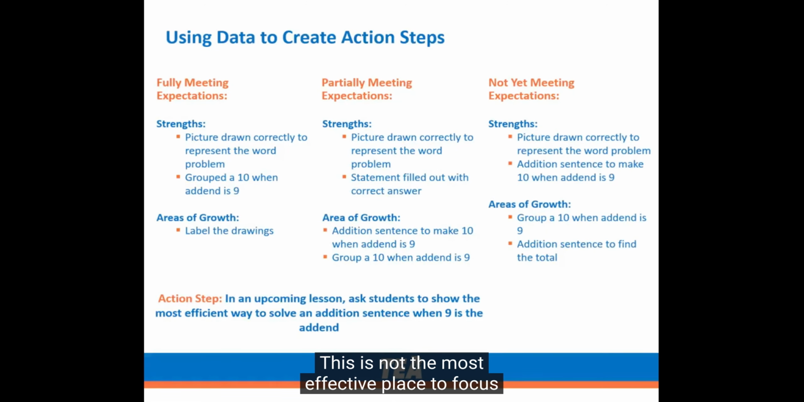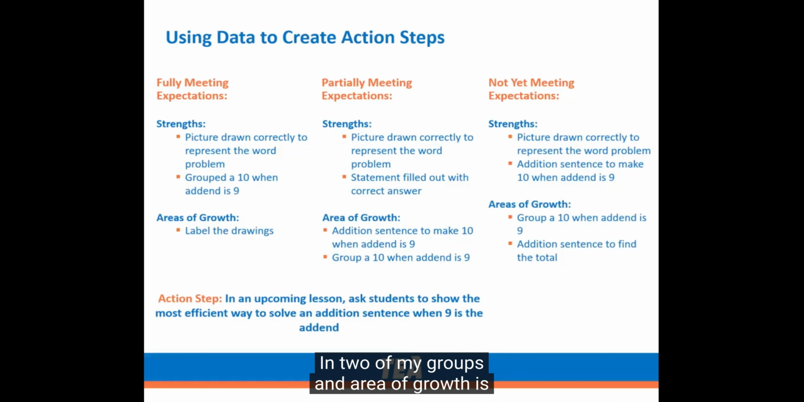This is not the most effective place to focus because based on my internalization of the module and lesson, I know this is not the core understanding or purpose of this lesson. This is really about counting on from 9 to make a 10 to faster solve an addition sentence. So my action step should be related to that purpose I found during my internalization.